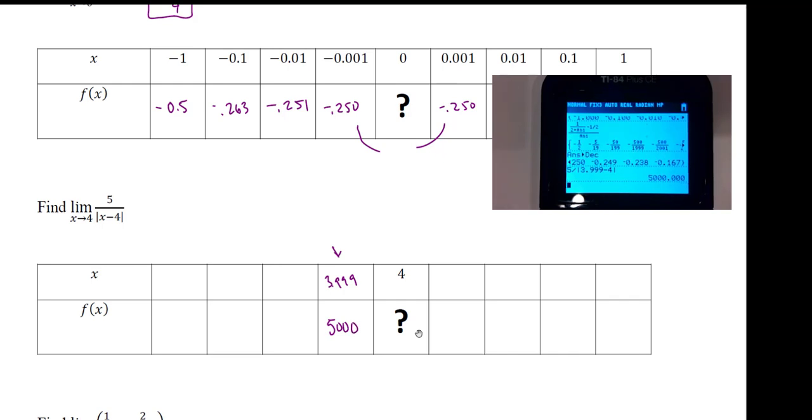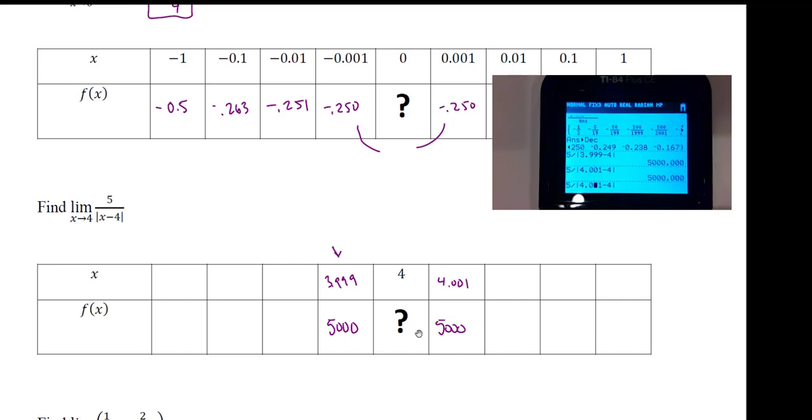And then on the right-hand side, if I plug in the same problem but put in a 4.001, that's also giving me 5,000. That's interesting. That means maybe the limit would be 5,000, but I'm a little suspicious here because getting a number like 5,000 is really weird out of a function like this.